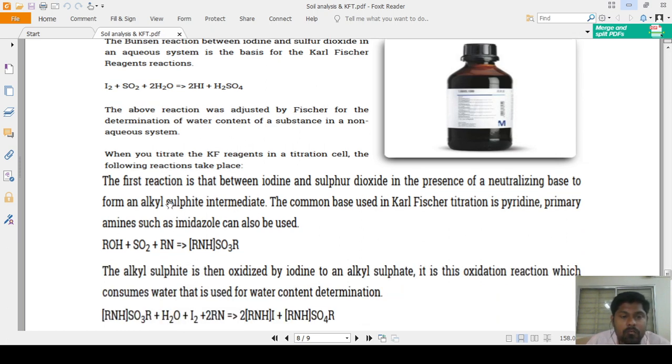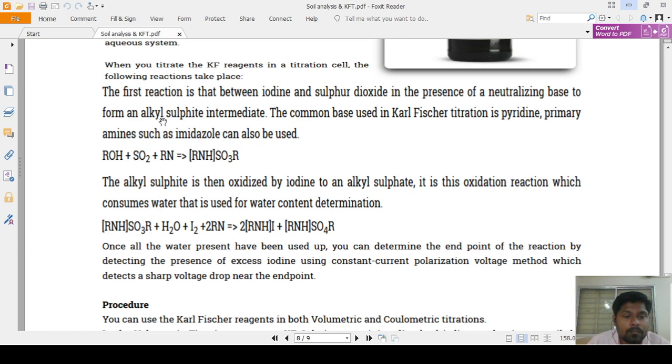That means the Karl-Fischer reagent is used to determine the water content in non-aqueous systems. When you titrate the Karl-Fischer reagent in a titration cell, the following reactions take place. The first reaction is between iodine and sulfur dioxide in the presence of a neutralizing base to form an alkyl sulfite intermediate: ROH + SO2 + RN gives RNHSO3R. The common base used in Karl-Fischer titration is pyridine; here RN is the base, like pyridine, or a primary amine like imidazole can be used.